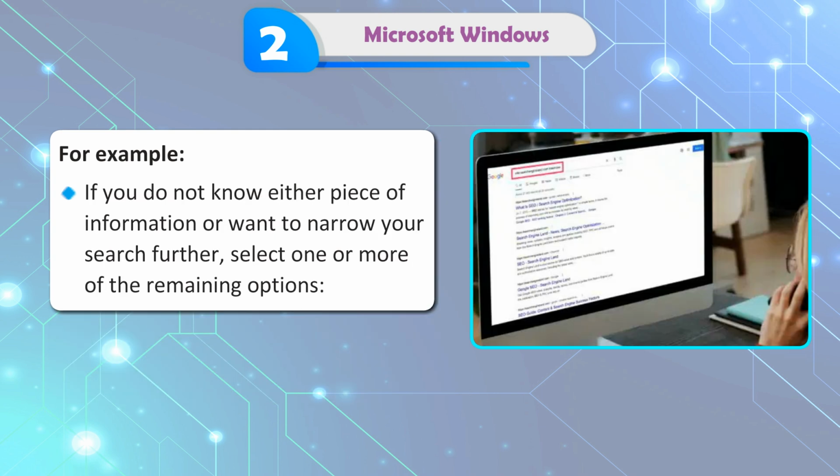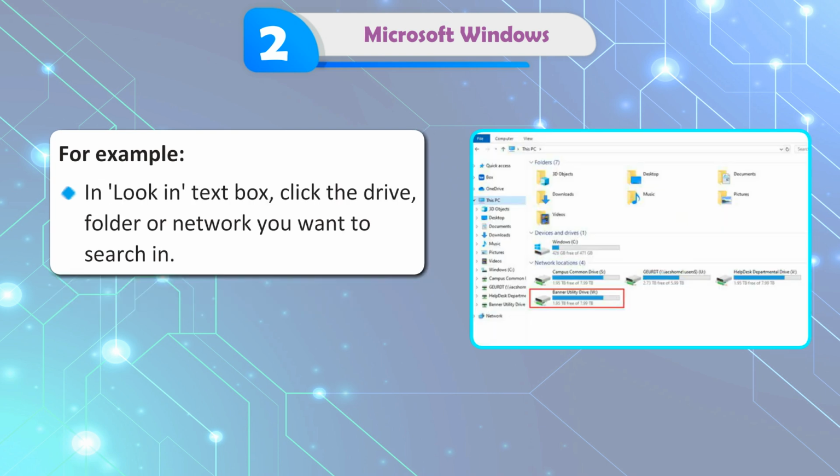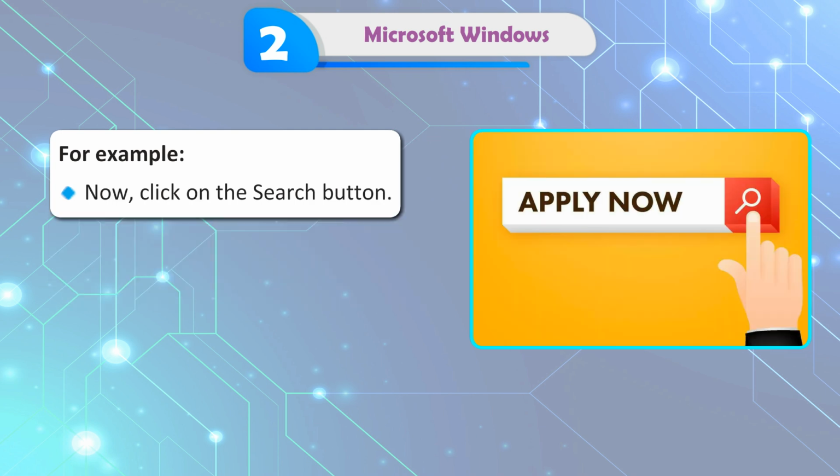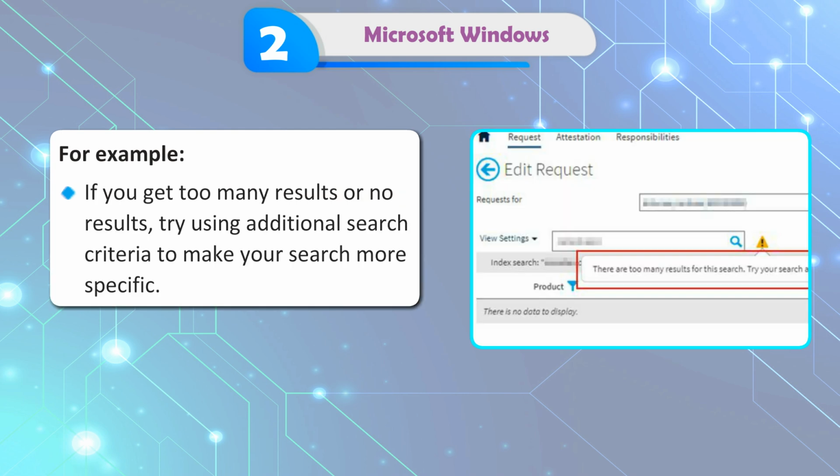If you do not know either piece of information or want to narrow your search further, select one or more of the remaining options. In the Look in text box, click the drive, folder or network you want to search in. Click on the When was it modified option to look for files that were created or modified on or between specific dates. Now click on the Search button. If you get too many results or no results, try using additional search criteria to make your search more specific.